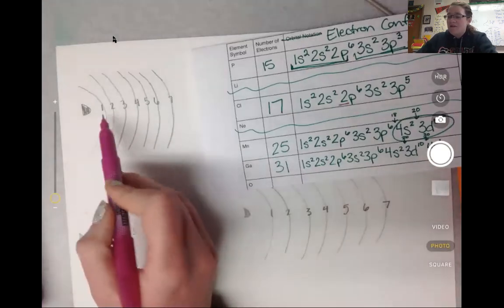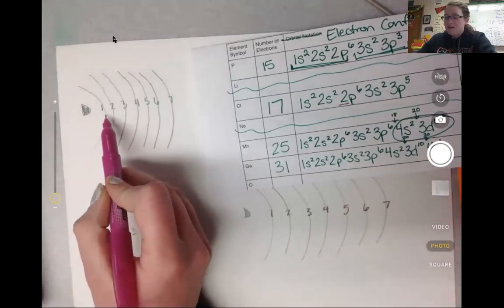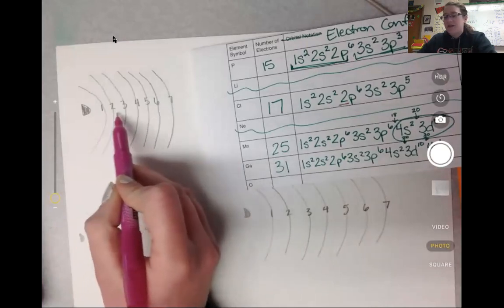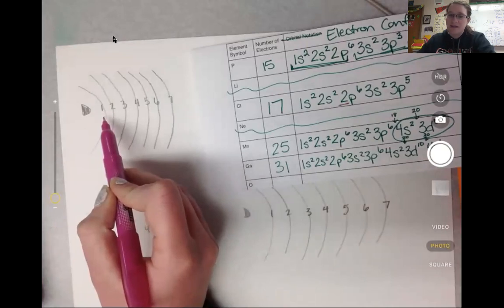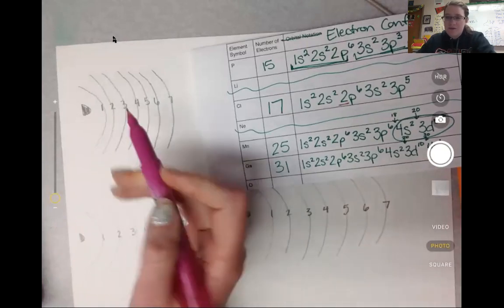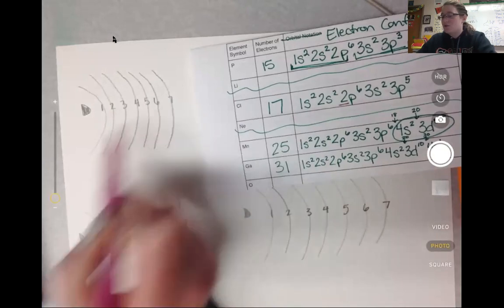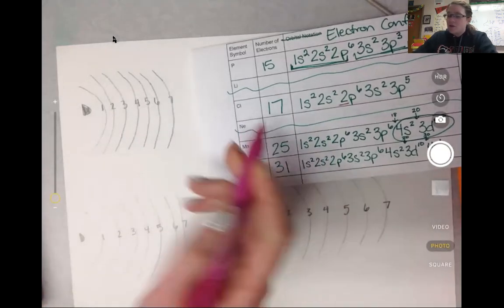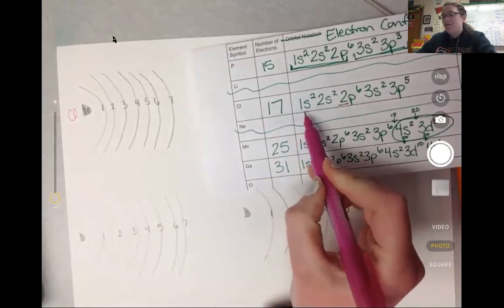I have our energy levels. This is my nucleus in here, and these energy levels represent the energy levels within the atom where we could find electrons. We're not worried about sublevels because that's really messy drawing, so we're just going to put the electrons into the energy levels. I'm going to start with chlorine, and chlorine, we said, fills in this order.